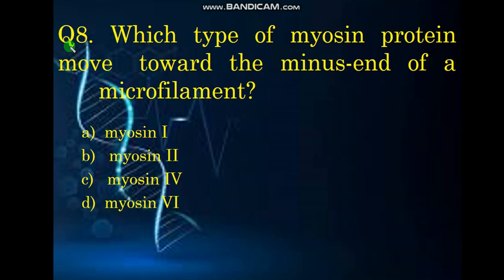Question number 8. Which type of myosin protein moves towards the minus end of the microfilament? Option A, myosin 1; option B, myosin 2; option C, myosin 4; option D, myosin 6. Here, this myosin 6 moves towards the minus end.